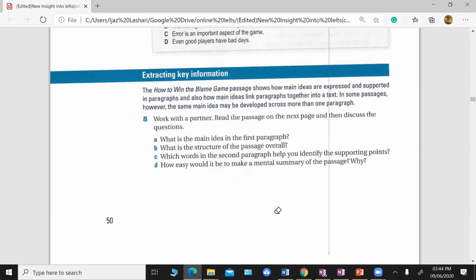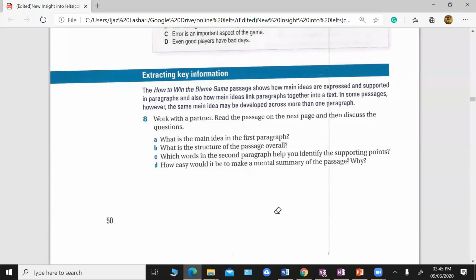What is the main idea in the first paragraph? Can anyone share the information with me? Anyone can speak out loud, or anyone can write the answer in the chat box. It is better if you can just unmute and speak out loud, so that this gives you another chance to practice your speaking as well, or you can just write it down in the chat.